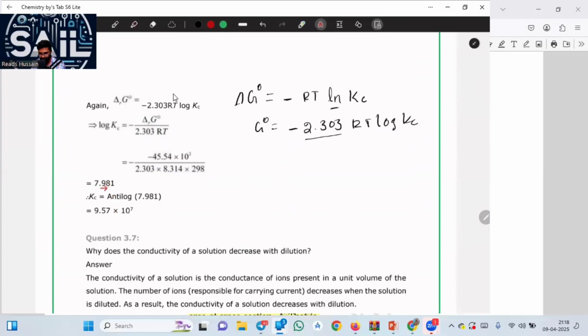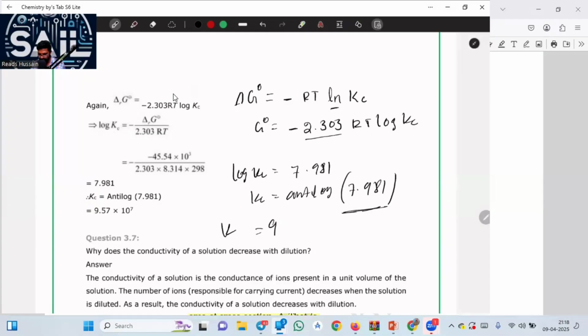What is this? This is nothing but log Kc. Log Kc is equal to 7.981. Actually, we need to find Kc. If log Kc is 7.981, then Kc is equal to the anti-log of 7.981. We have to find the anti-log of this. Then finally we get Kc is equal to 9.57 into 10 power 7.